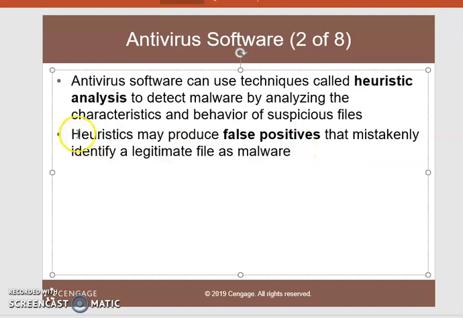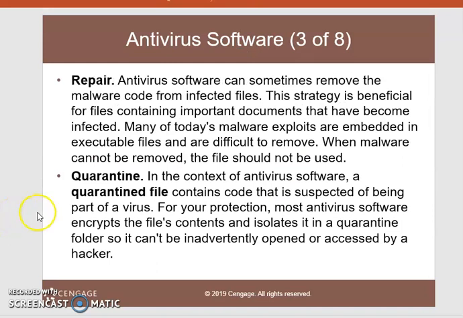The problem with heuristic analysis is that it may produce false positives because it's just guessing. This software or file acts differently, so maybe it's a virus. So what it will do is quarantine. The good thing is it will not delete it, it will just quarantine. So if it produced a false positive, you can just go to the software and say trust that file, because you know that it's not a virus or does not contain a virus.